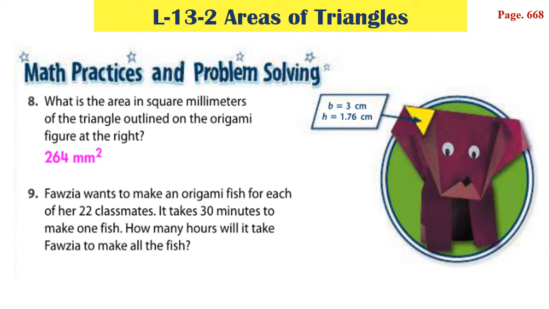Now, question number 9. Fawzia wants to make an origami fish for each of her 22 classmates. It takes 30 minutes to make one fish. How many hours will it take Fawzia to make all the fish? Again, Fawzia wants to make an origami fish for each of her 22 classmates. It takes 30 minutes to make one fish. How many hours will it take Fawzia to make all the fish?